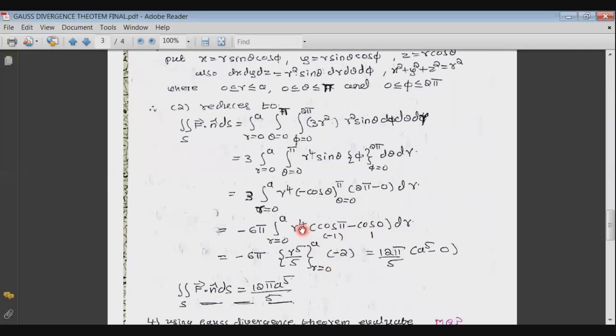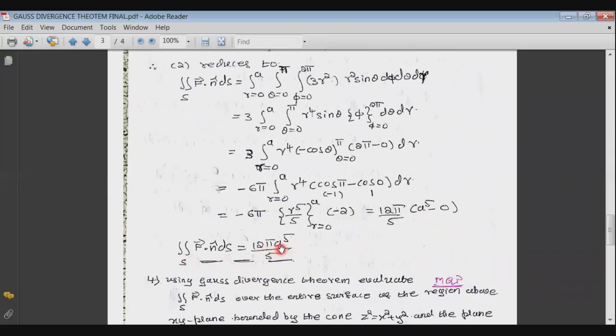Now integration of r raised to 4 with respect to r is r raised to 5 by 5, and you have to take the limit for r from 0 to a. That becomes 12 pi by 5, and if you take the upper limit, that is a raised to 5 minus 0, the final answer is 12 pi a raised to 5 divided by 5. That is the required value of the surface integral. Instead of f bar, we can write here a bar, that is double integration over S of a bar dot n cap dS. Its value in this case is given by 12 pi a raised to 5 by 5.